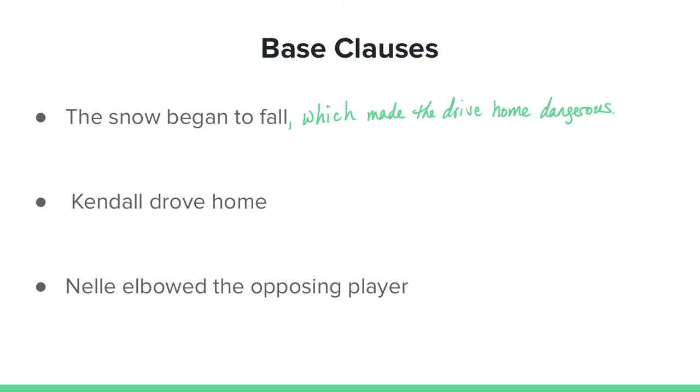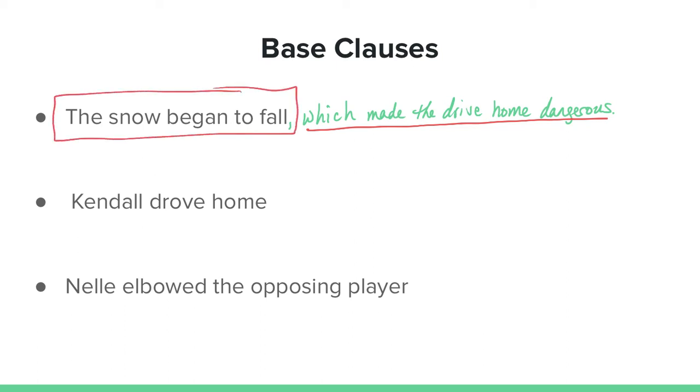So this would be our subordinative step, because the way the sentence is structured, this is still clearly the main idea. This is a secondary idea. It's less important than this main idea. The snow began to fall, which made the drive home dangerous. You can see that if there was a hierarchy of ideas in this sentence, this is the main idea, clearly. The snow began to fall.